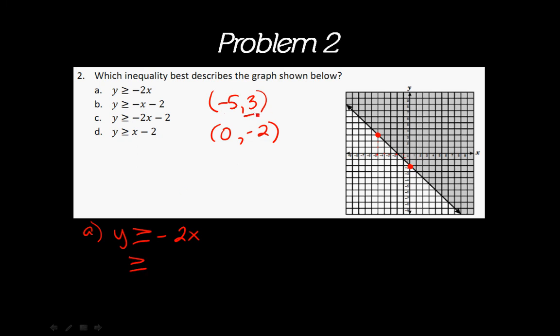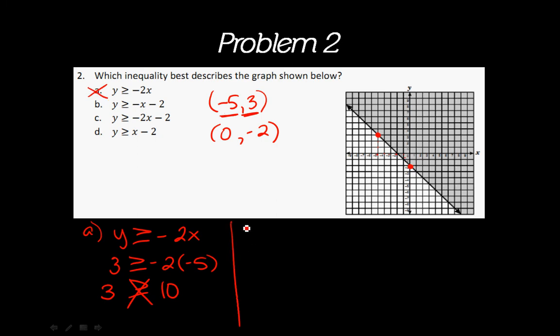So the first point I'm going to do is y is 3 and x is negative 5. So we get a positive 10 over here, and then a 3 on the left-hand side. And obviously 3 is not bigger than 10. Doesn't make any sense, so A is wrong.